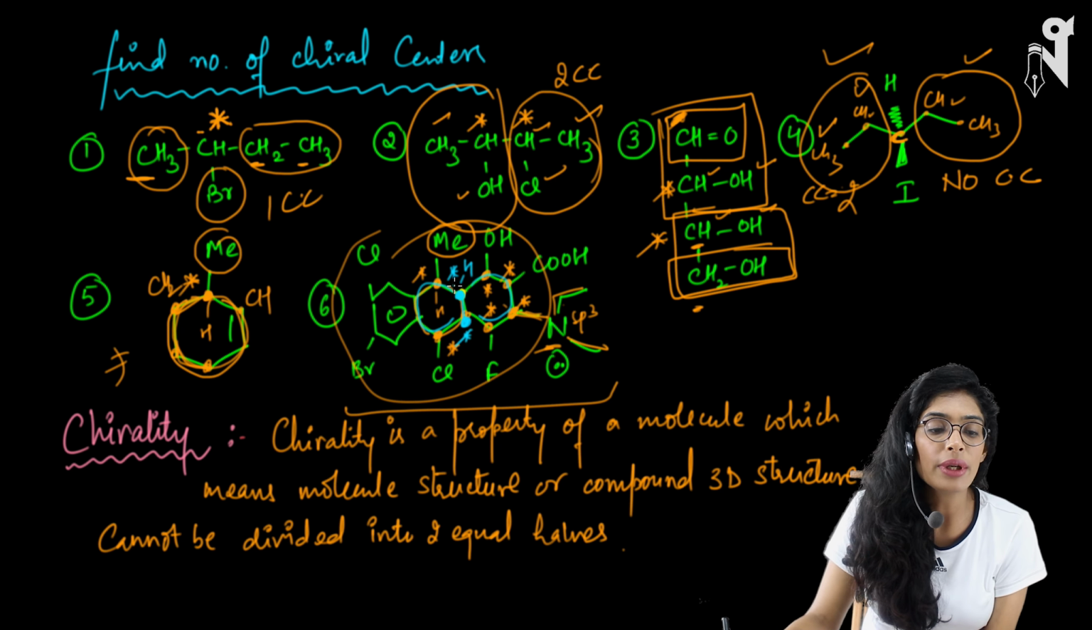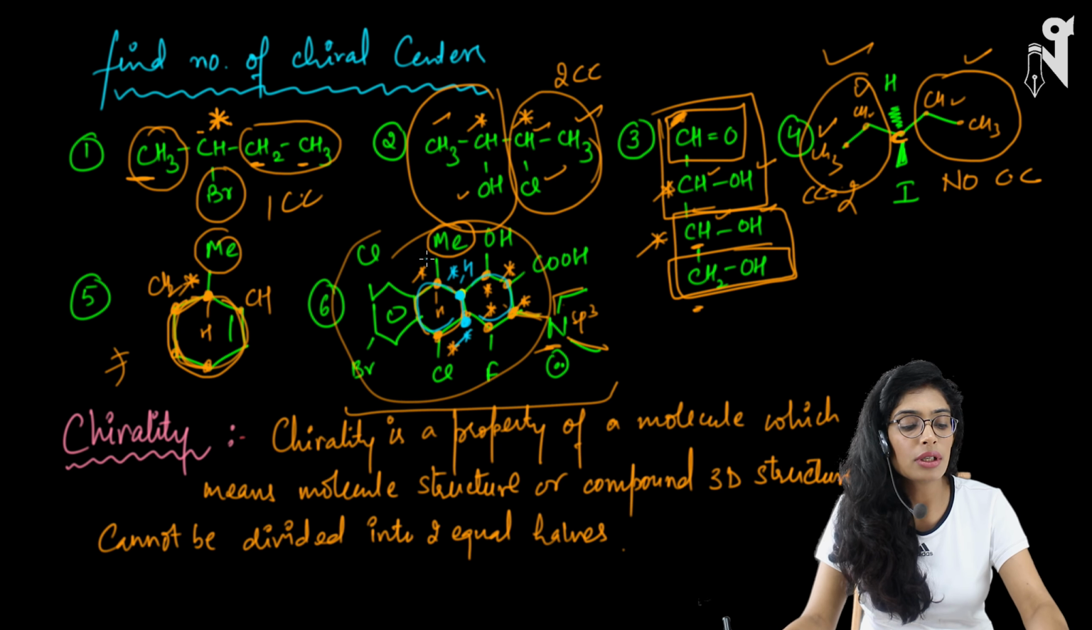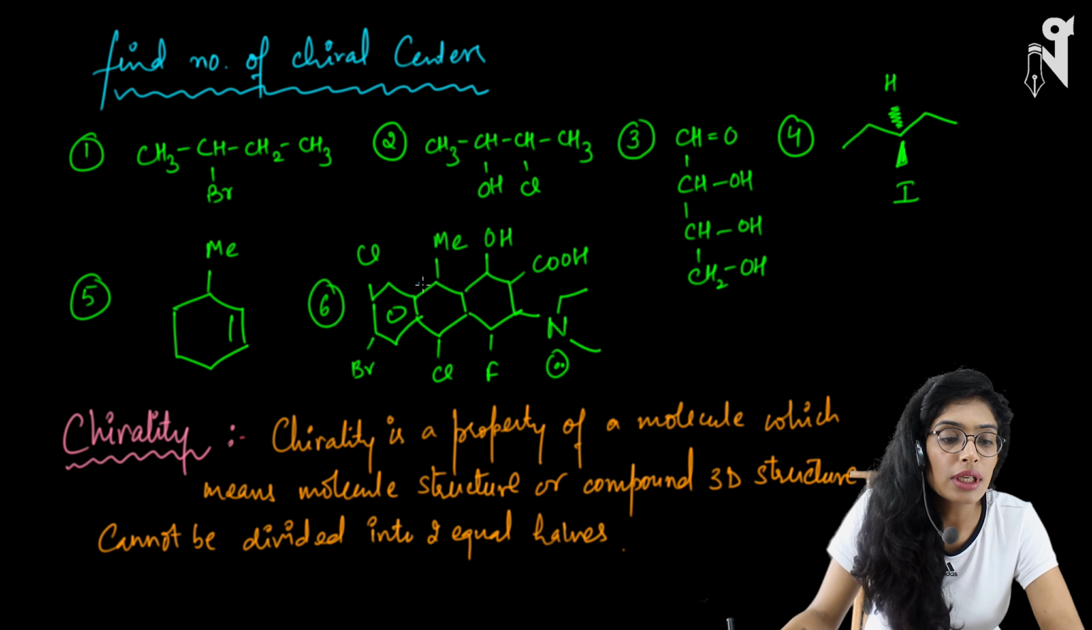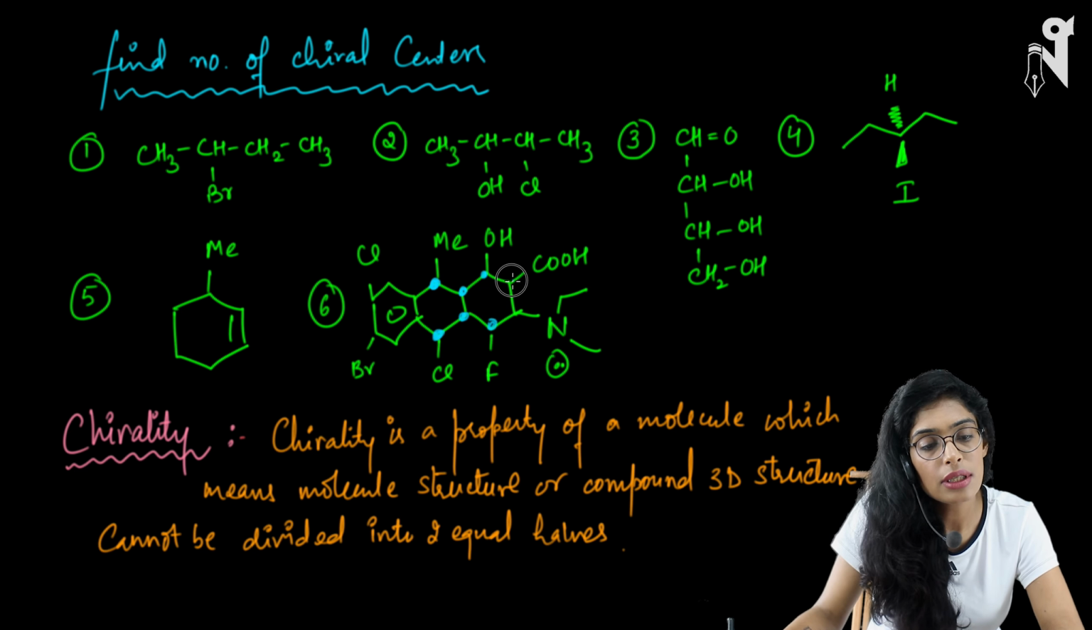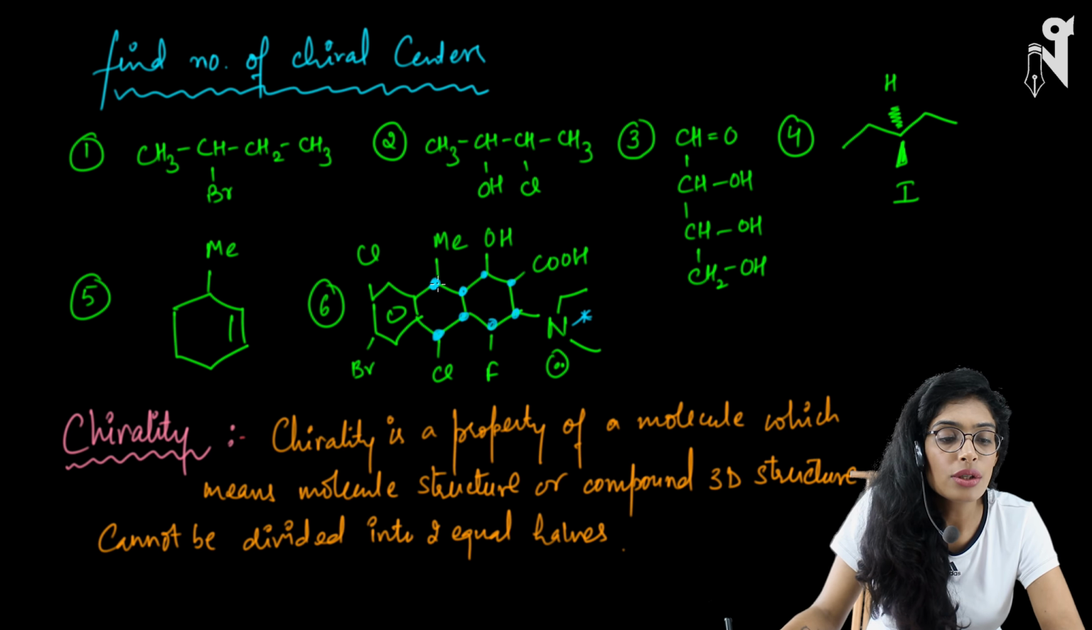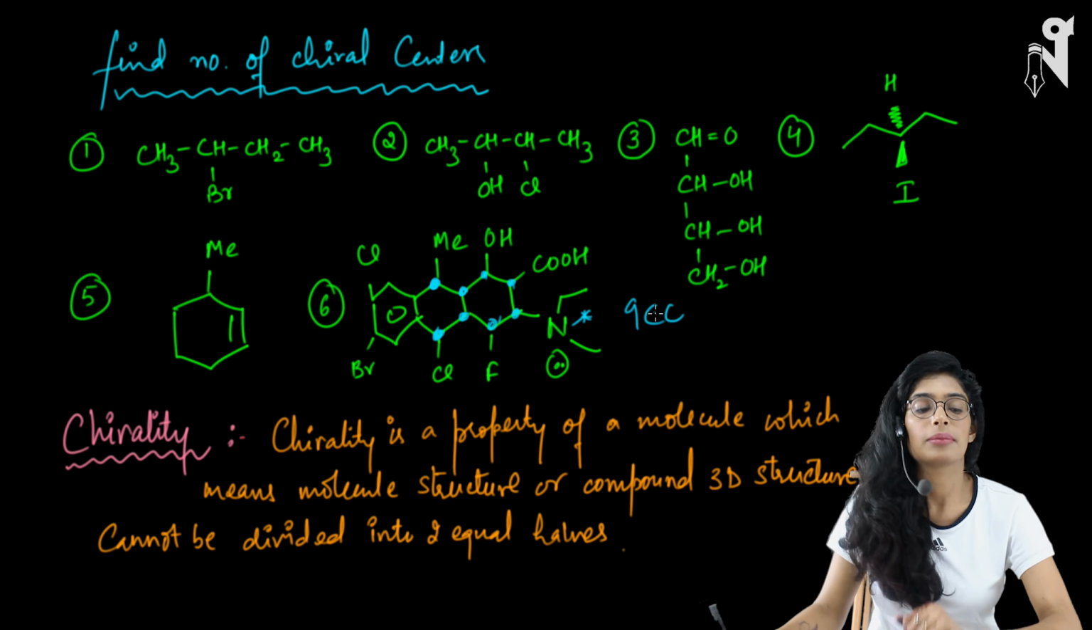So total, how many chiral centers are there? I have made it a little clumsier. Let me just clean it up a bit. So this carbon is a chiral center. This carbon is a chiral center. This carbon, this carbon, this, and this nitrogen. So how many? 1, 2, 3, 4, 5, 6, 7, 8, and 9. So 9 chiral centers are there.